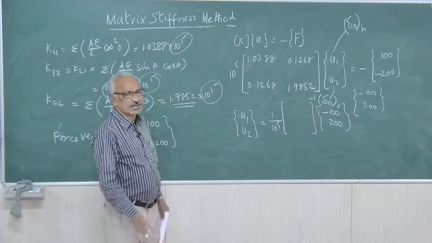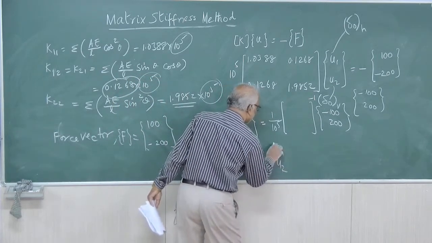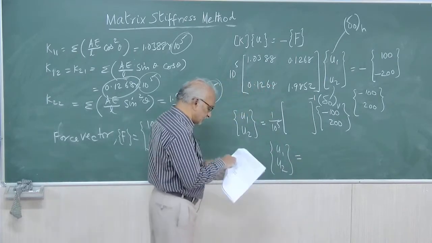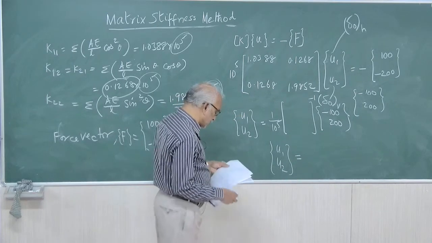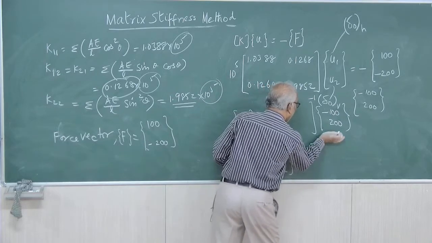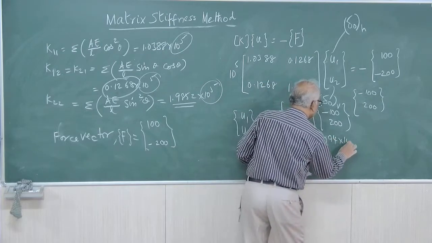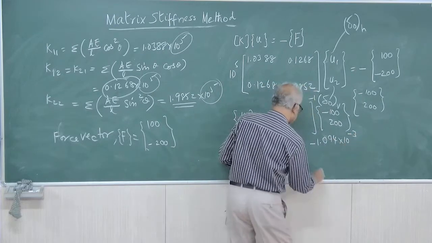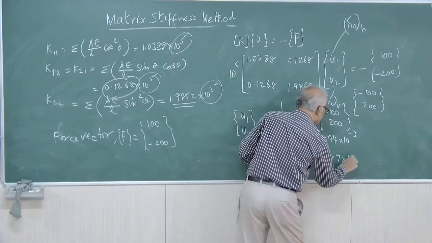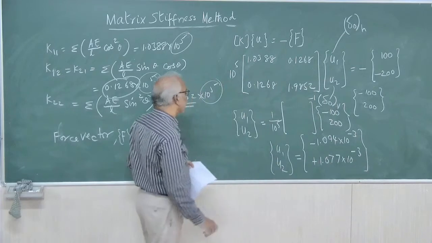We have done a number of problems. Assuming that viewers can do it, I will just give the answers because we have already spent a lot of time. Therefore, U1 will be, I will give only the final value, minus 1.094 into 10 power minus 3. This is plus 1.077 into 10 power minus 3. So these are the final displacements.